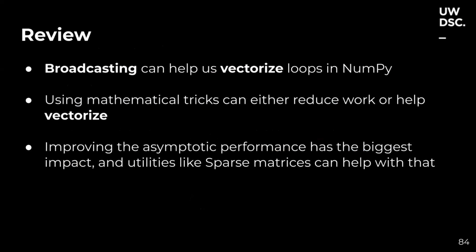When we moved to our update step, we found that we can't always just rely on broadcasting. Sometimes we have to use other mathematical tricks to either reduce the work through sparse matrices or help vectorize, through the fact that we use a matrix multiplication instead of a for loop of averages. And the final thing is that, in our final step, CS 135 was actually useful. Improving the asymptotic properties has the biggest impact, and utilities like sparse matrices help us do so. That's something you should always keep in mind.